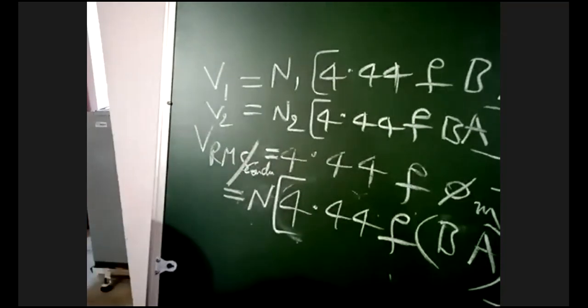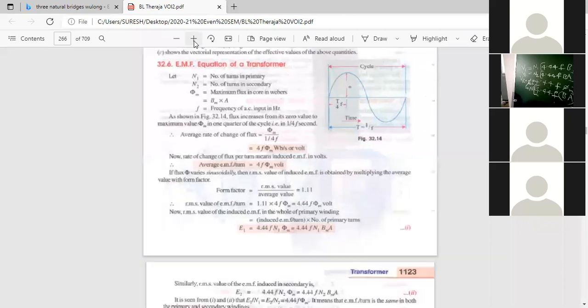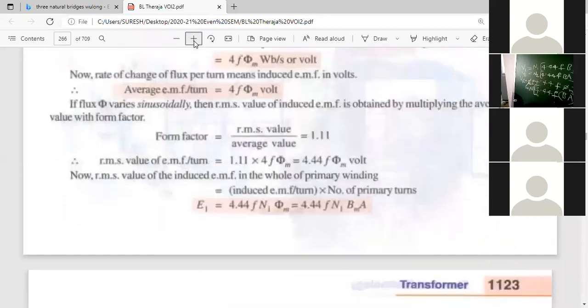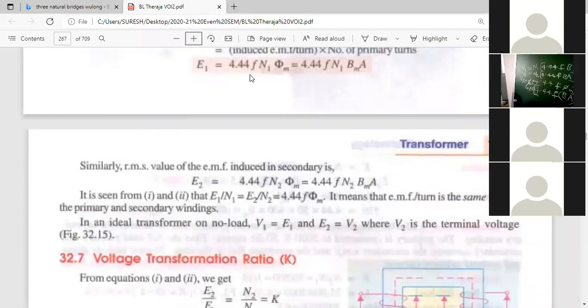Based on this formula, we are having problems also. Now see the derivation in your textbook, what they have given. Go through this. E1 is equal to 4.44 F N1 phi m, that is 4.44 F N B A, where N is N1 here. Similarly, E2 is equal to 4.44 FBA. Here N1, and in the second equation you will get N2.